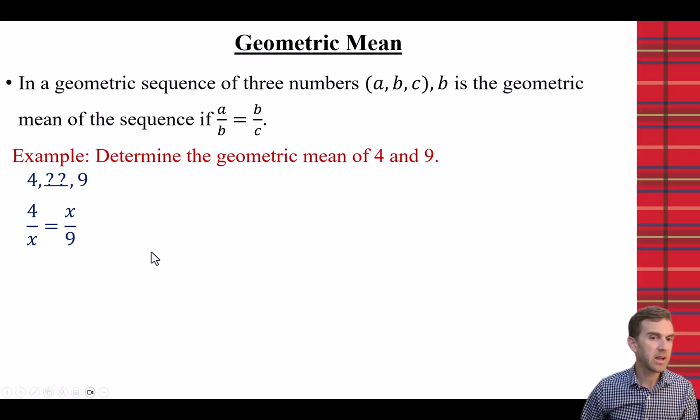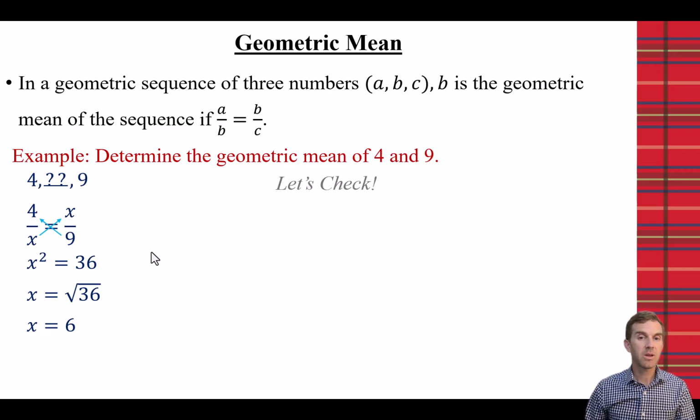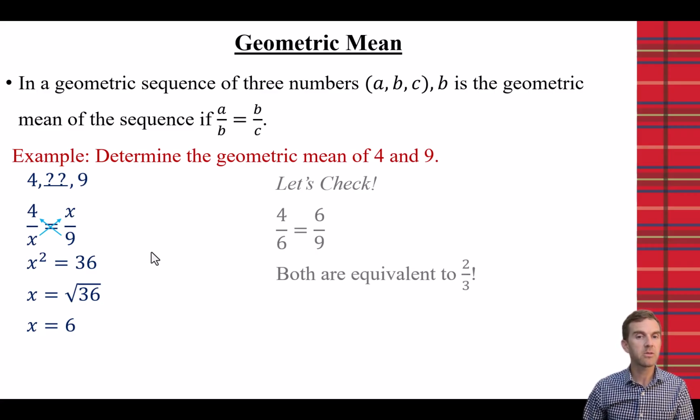When we cross multiply here, we're going to end up with X squared equals 36. We're going to take the square root of both sides, and that will leave us with only the positive value because we're dealing with, in this case, just measurements. So that'll give us a positive 6. So when we think about what that means, if we substitute in 6, we have 4 over 6 equals 6 over 9. When simplified, they're both 2/3. So this is the actual value that we would say. It's 4, 6, 9 in the geometric sequence.